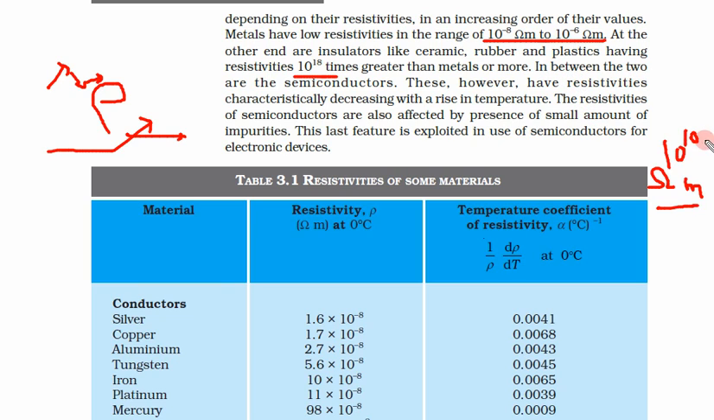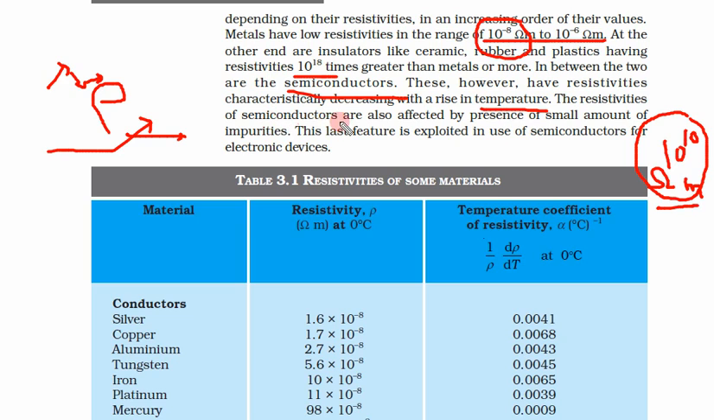In between, there is another type of material. 10 to power minus 8 means very low resistivity, and 10 to power 10 means very high resistivity. There are some materials in between, called semiconductors. These have resistivity that characteristically decreases with a rise in temperature, which we will discuss later. But their resistivity is definitely more than that of metals and less than that of insulators.